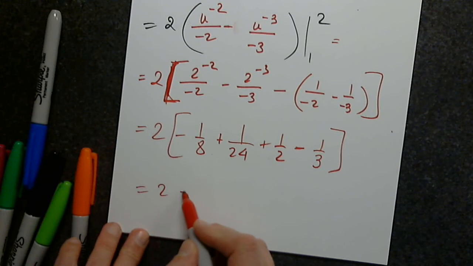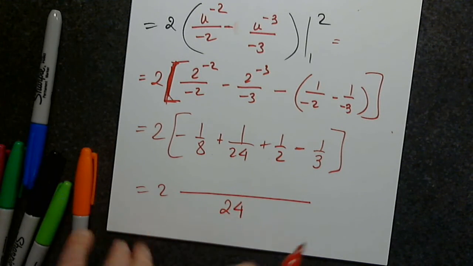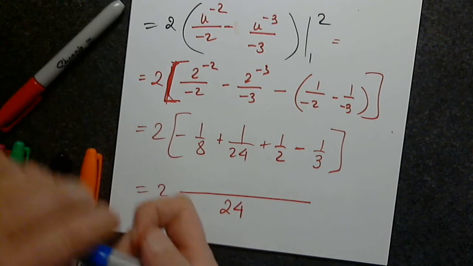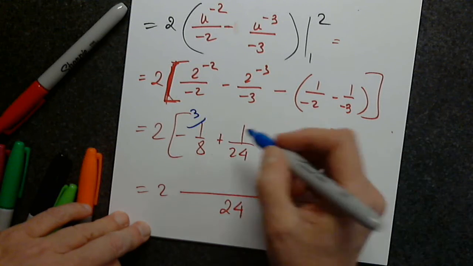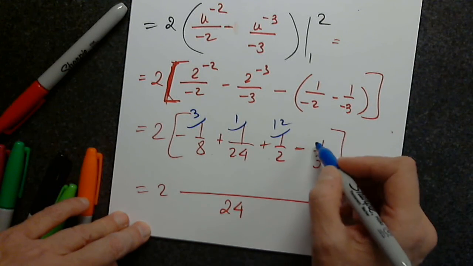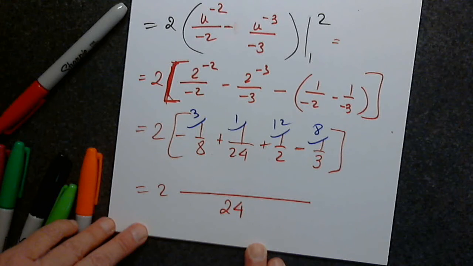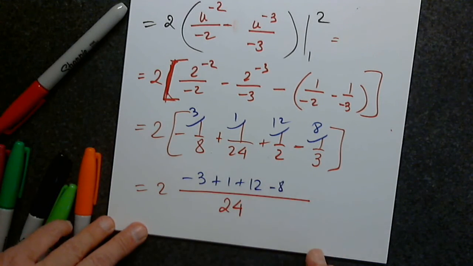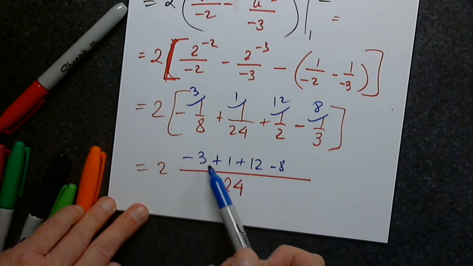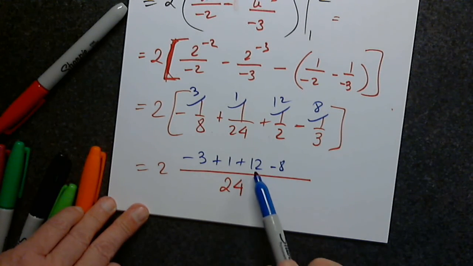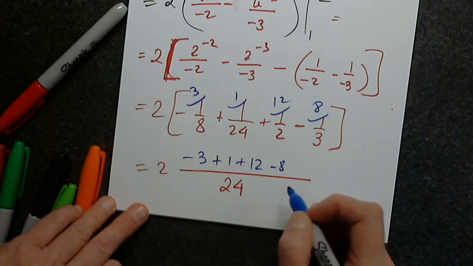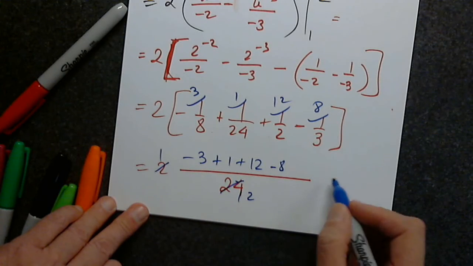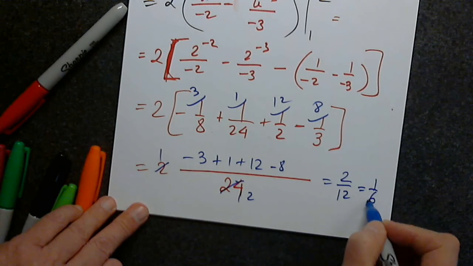That is ugly. Least common denominator 24, a 3 here, nothing here, a 12 here, and an 8 here. So negative 3 and plus 1 and plus 12 and negative 8. Ah, that's nice. No, it's not. So this is 13 minus 3 is 10. 10 minus 8 is 2. 2 times 2. So this is 2/12 or 1/6.